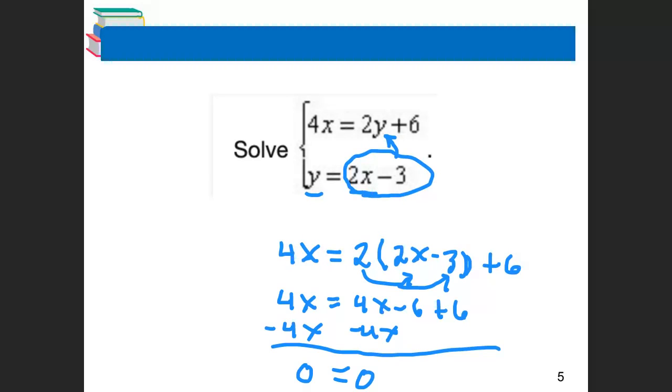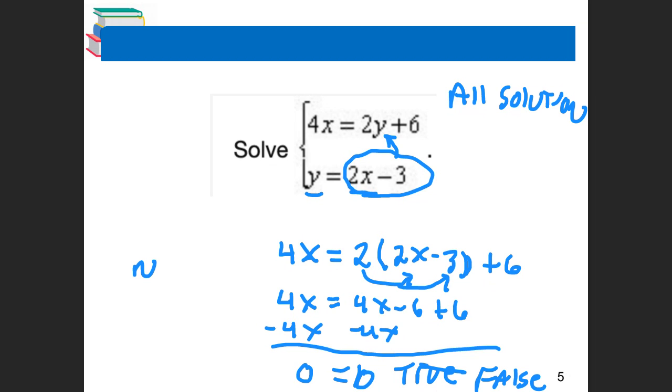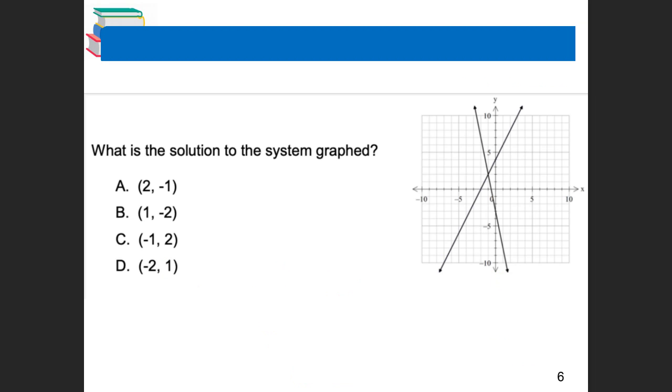So that means whenever you solve a system and the variables cross off, that means you either have no solution or an infinite number of solutions. It all depends on what your solution looks like. So this is a true statement. Zero does equal zero. So that means all real numbers will work here. So all solutions. Now, if it turned out to be something like zero is equal to 10, well, that's a false statement. So if that ever happens, then you have no solutions to the problem.